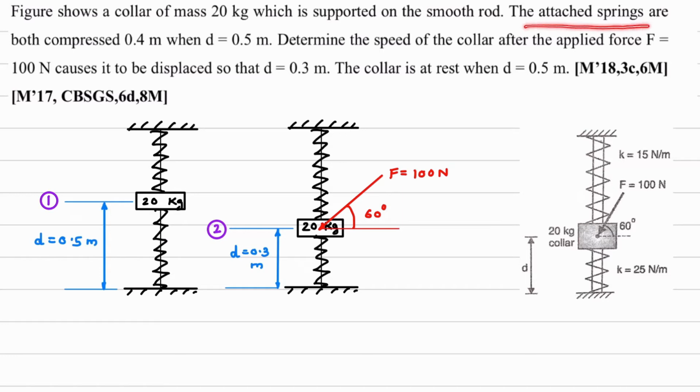The attached springs are both compressed 0.4 meter when D is equal to 0.5 meter. Okay, so I have shown here one diagram. When this distance D is 0.5 meter, both the springs are compressed, and that initial deformation is 0.4 meter.